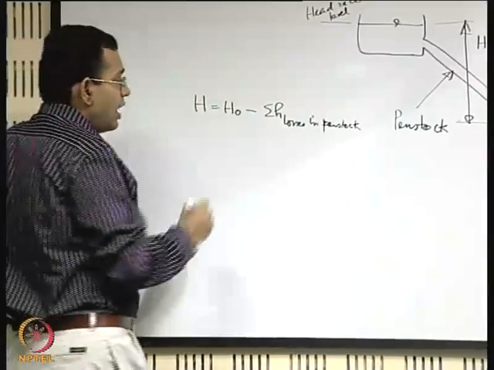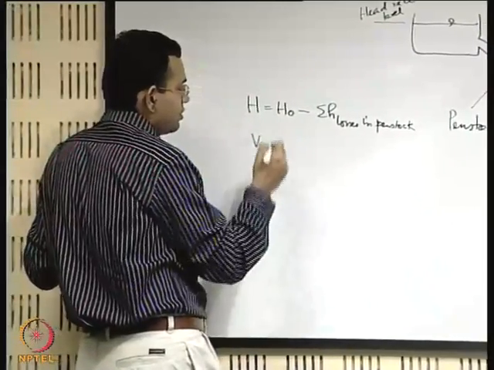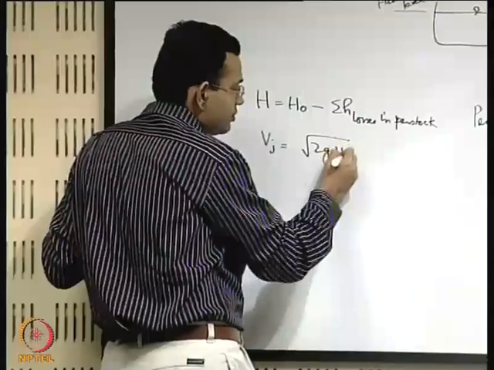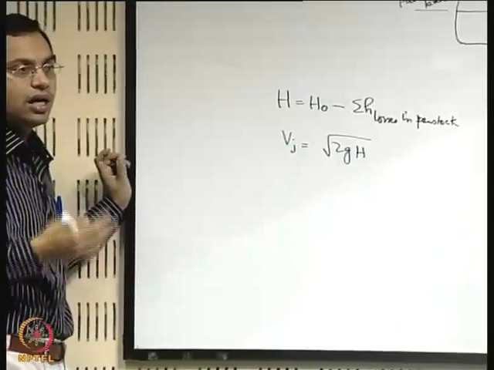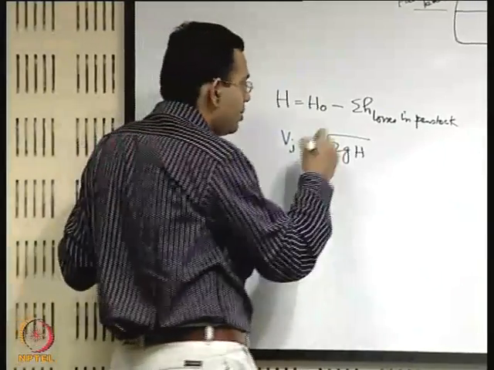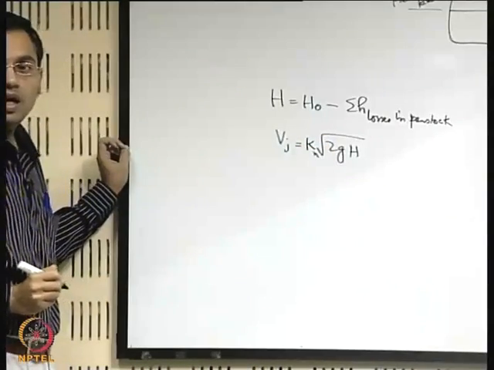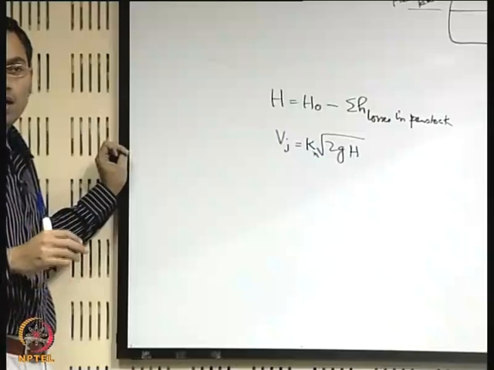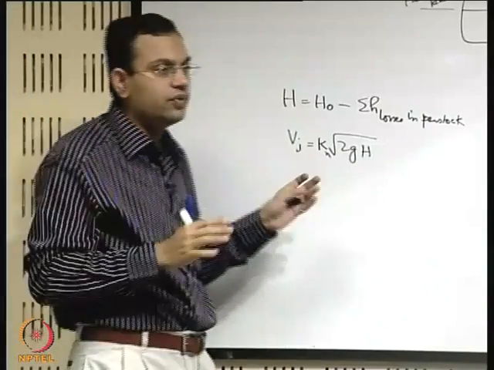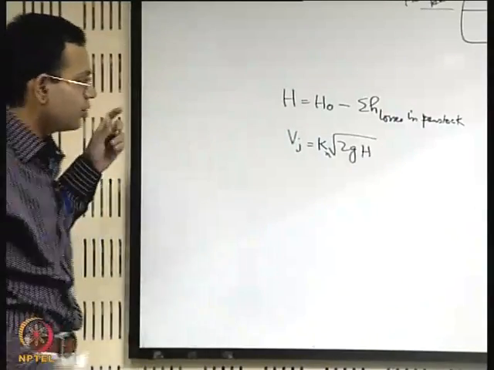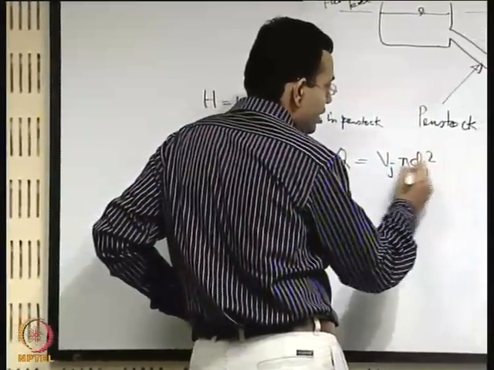And ideally the nozzle should develop a velocity of the jet as what? Root 2 gH. That is, the entire head could be converted into the kinetic energy of the jet. But in reality that does not happen, because there is some loss in the nozzle. So, it is multiplied by some fraction Kn, which is the nozzle efficiency, so to say, and it is not very less than 1, it is quite efficient, but it may be of the order of 0.95. And you can find out what is the flow rate that the nozzle is supplying. It is Vj into pi dj square by 4.